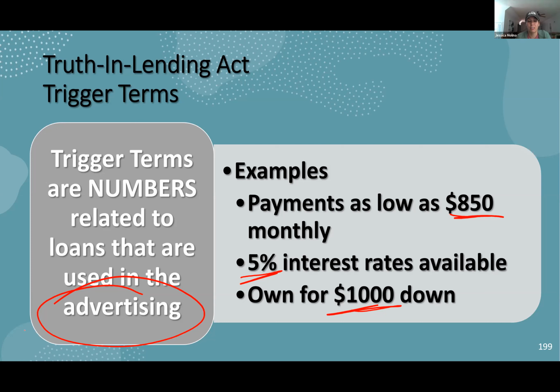Yeah. They've used trigger terms, so they've got to give all the detail now. Is there anything wrong with them using trigger terms in the advertisement? No. Does Regulation Z prevent them from using trigger terms in an advertisement? No. Regulation Z just says because they have, they now have to go further. Don't take it too far, though. Watch this.